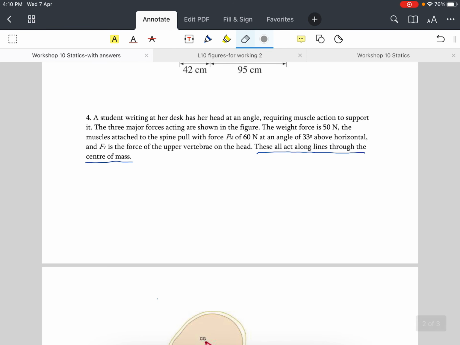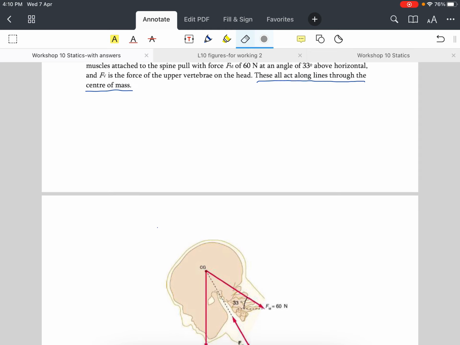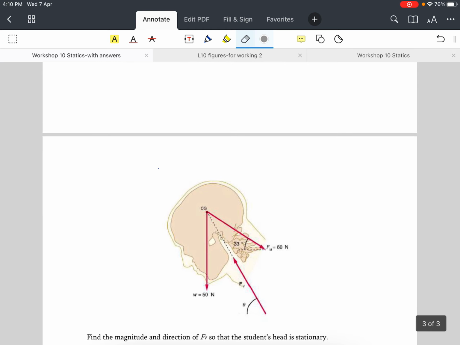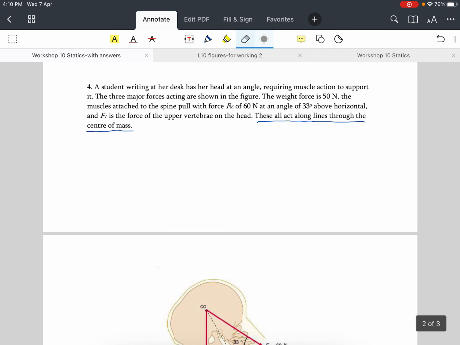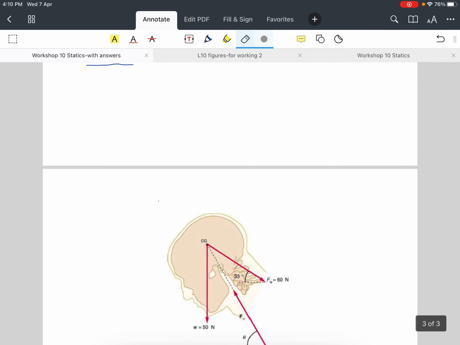Okay, so the next problem is about a student who's writing at her desk and her head is tilted at an angle, which requires muscle action to support it. The figure shows the three major forces acting on the student's head. We have the weight force W, which is given as 50 newtons. We have Fm, which is the force on the muscles attached to the spine, which is given to be 60 newtons, and it acts at an angle of 33 degrees from the horizontal.